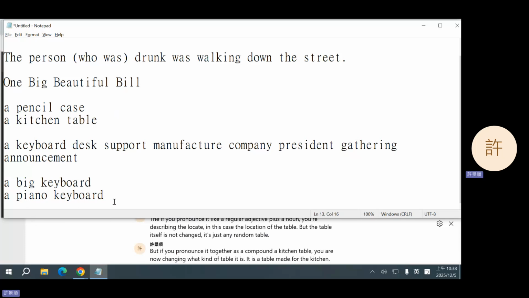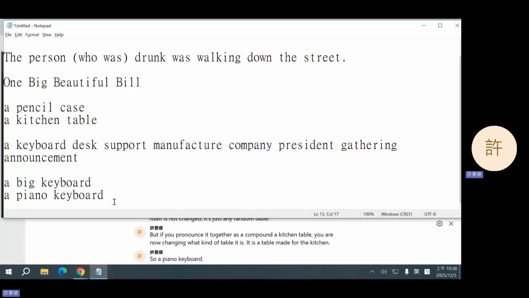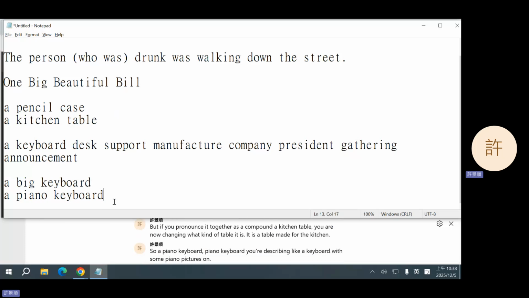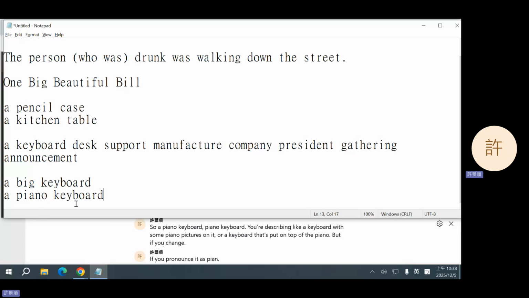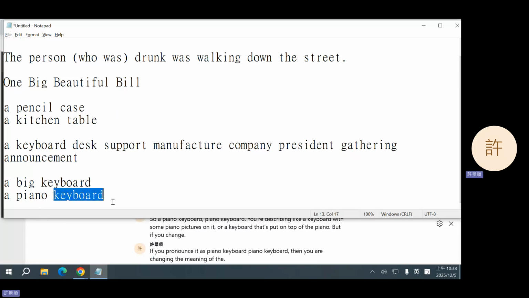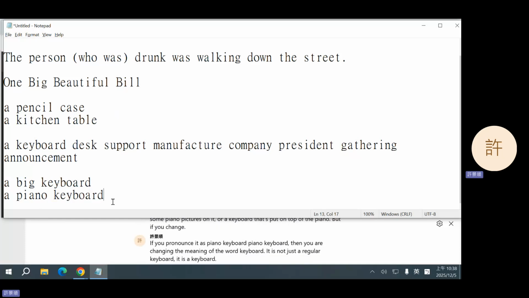So a piano keyboard, you're describing like a keyboard with some piano pictures on it, or a keyboard that's put on top of the piano. But if you pronounce it as piano keyboard, then you are changing the meaning of the word keyboard. It is not just a regular keyboard, it is a keyboard where you can play the piano.